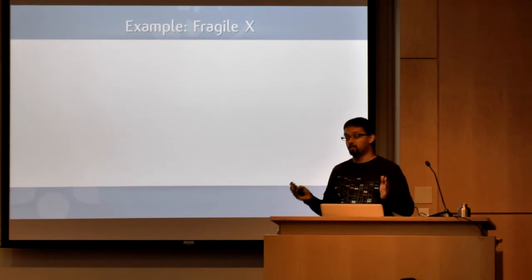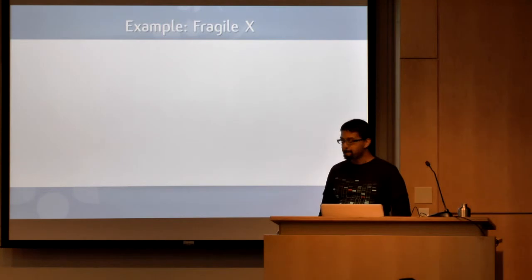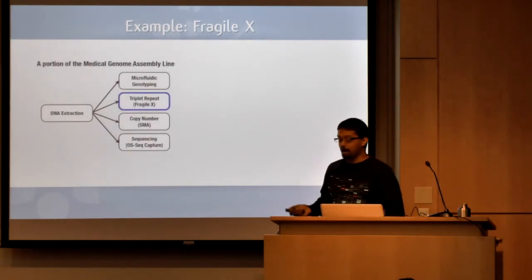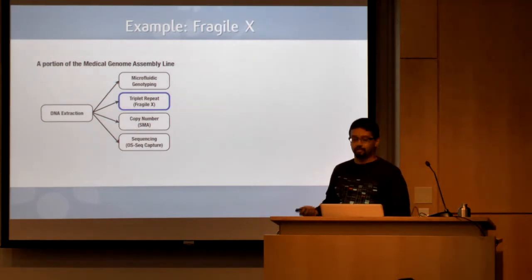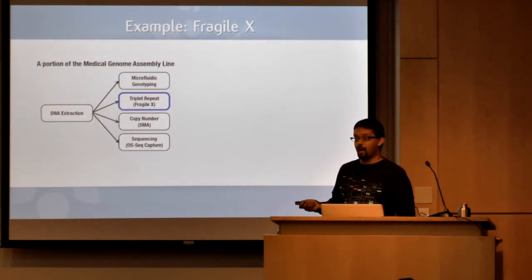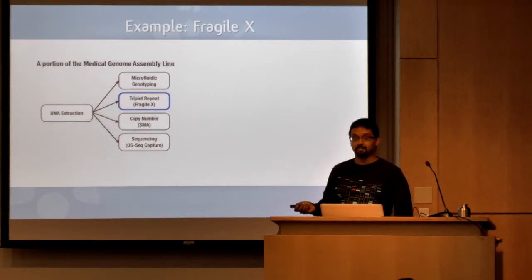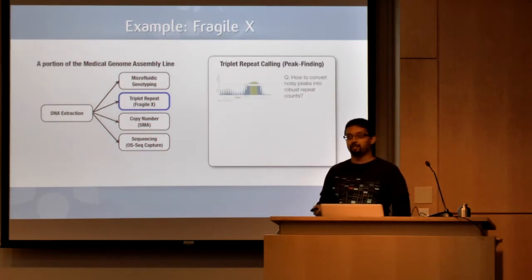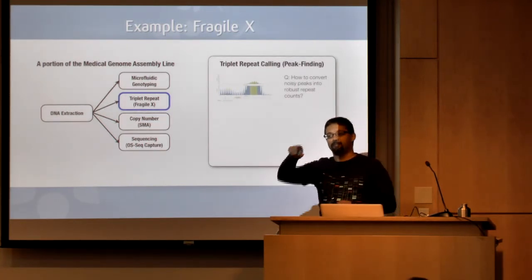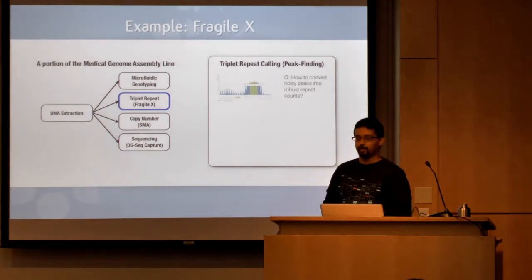Because when that repeat gets to be too long, that causes Fragile X syndrome, which is the most common inherited form of mental retardation. So currently in our lab, we have to run Fragile X using a completely different technology to how we run other genetic tests. And we do this by capillary electrophoresis. Now, this is a technique that was developed a number of years ago, but before we came along, the state of the art in calling Fragile X was actually just to look at these traces by hand and say, oh, I think I see a bump over there. That's probably going to be the call.